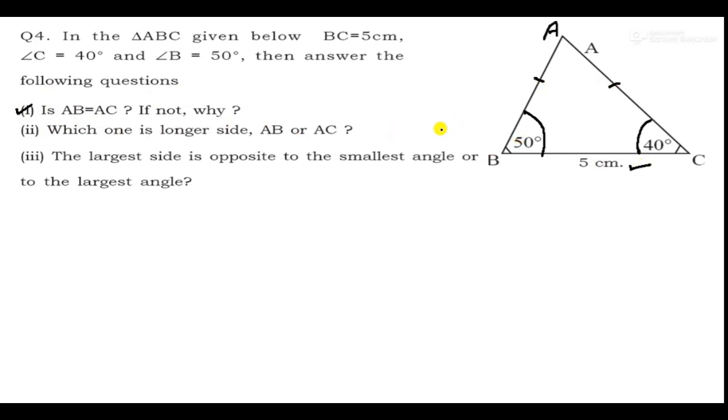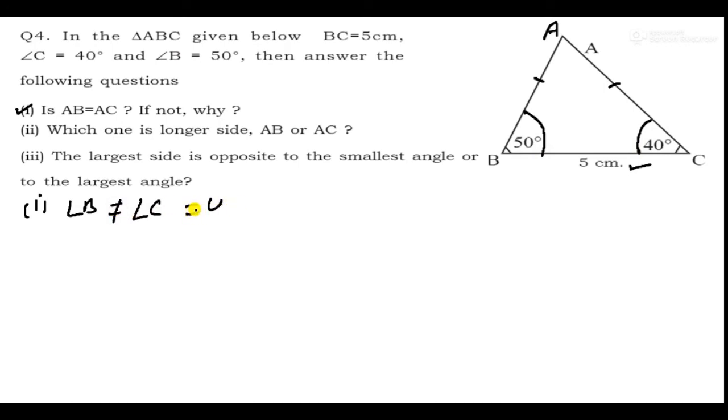Opposite angles are equal, that's why it is equal. The first answer: angle B and angle C are not equal, so AB and AC both are not equal. AB and AC not equal.